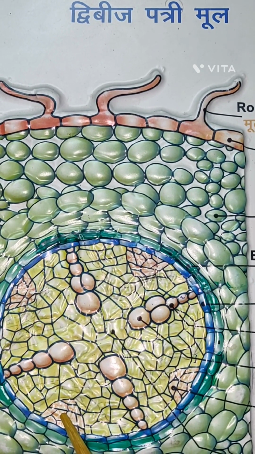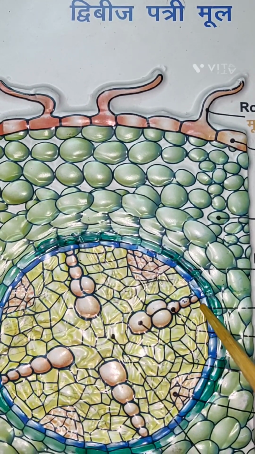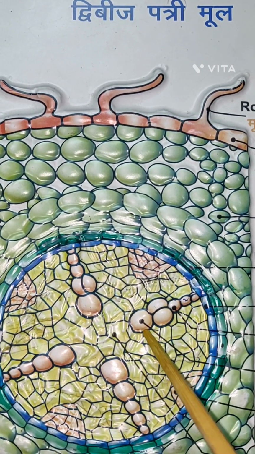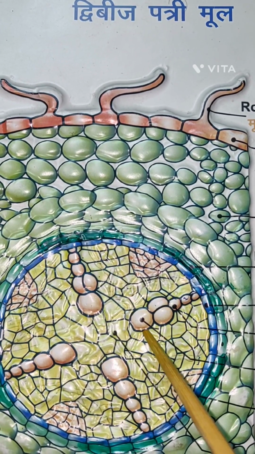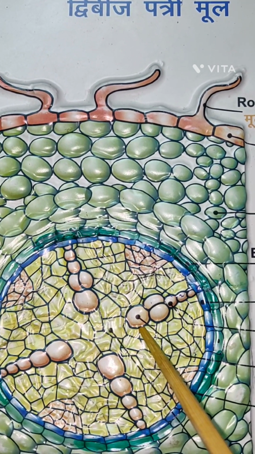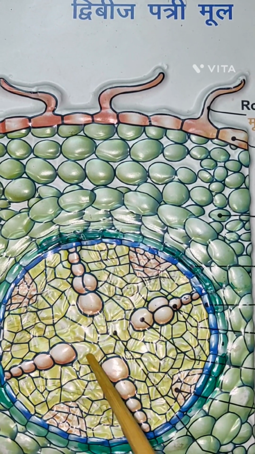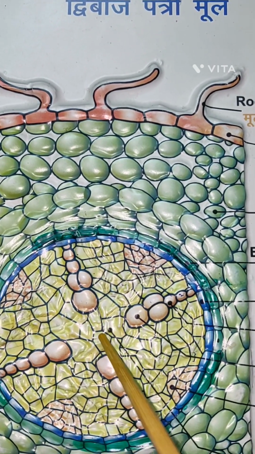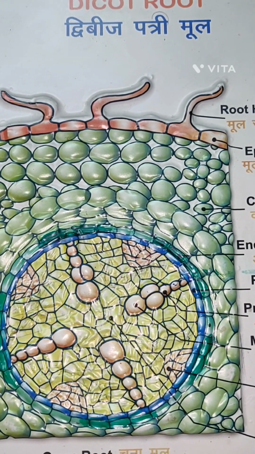Diarch to tetrarch condition. And if we see the xylem, the protoxylem elements are peripheral, the metaxylem elements are inside. This condition, protoxylem peripheral, metaxylem inside, is called exarch condition. And coming to the medulla or pith, the central place is called medulla or pith. It is very less and inconspicuous. So this is about the transverse section of root.